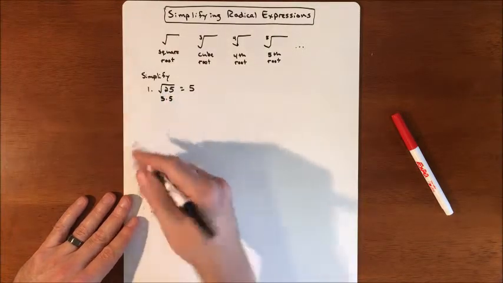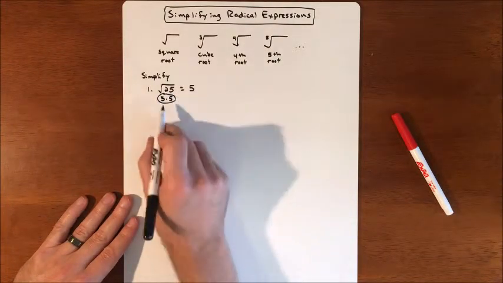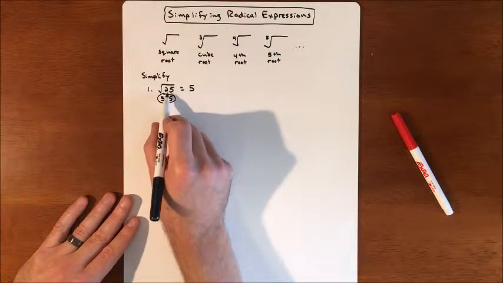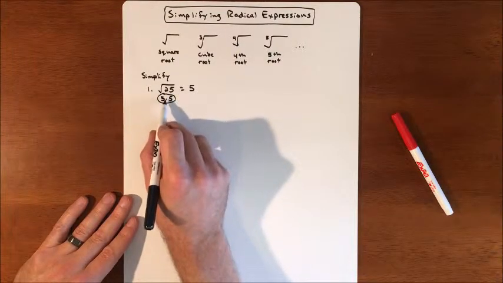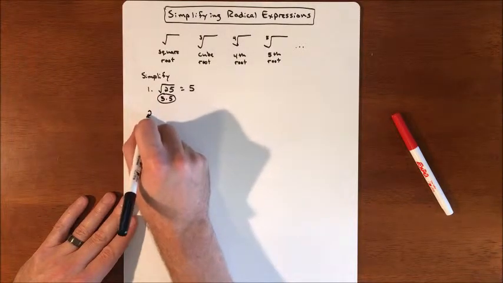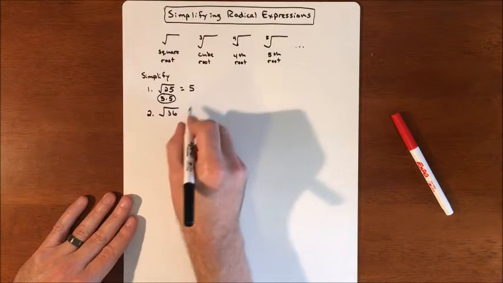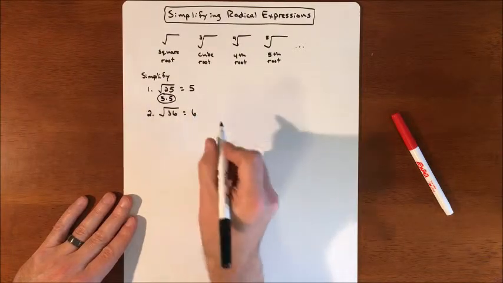So square rooting, we're looking for two of the exact same number, and we got that right there. So 5 times 5 gets us our 25, so it consists of two 5s, so it becomes 5. There's a second way to think of that, is if you're square rooting 36, why does it become 6?